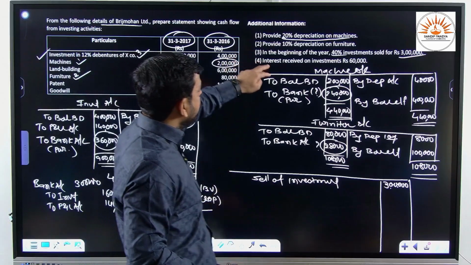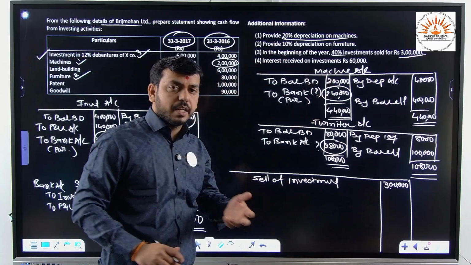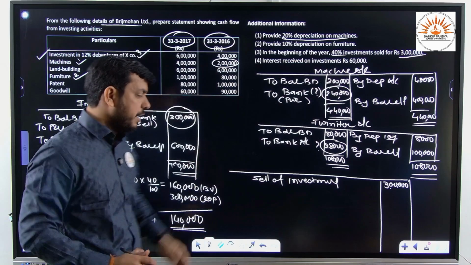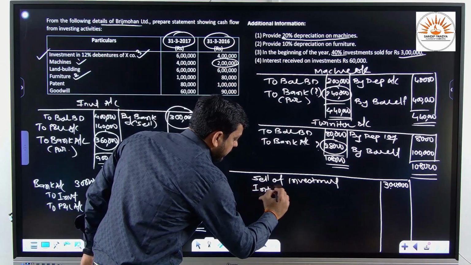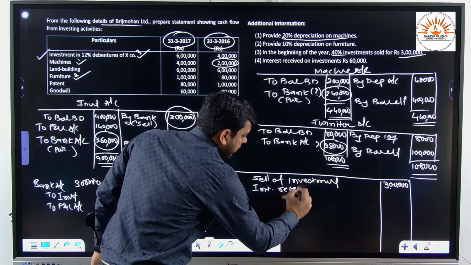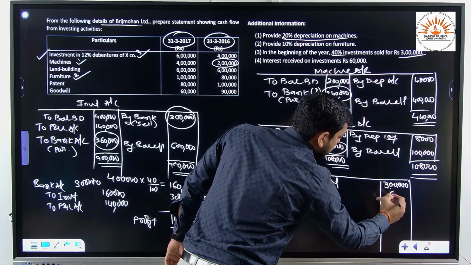From any additional information, yes, we have been given interest received on investment. So whatever interest we are receiving, that is our income. Hence we shall write interest received, that is rupees 60,000.